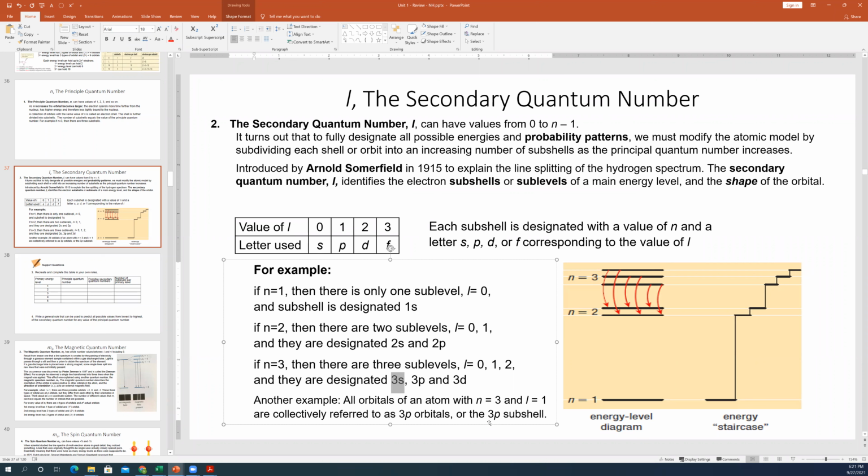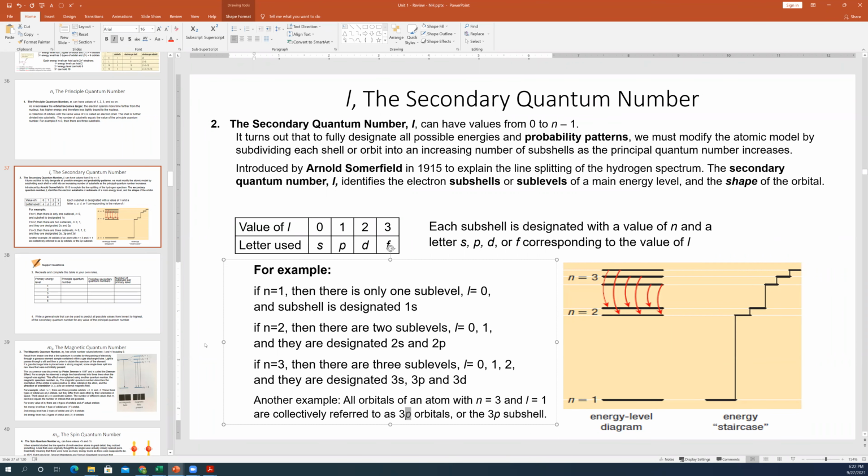To describe it with another example, all of the orbitals of an atom with n is equal to 3 and L is equal to 1 would be collectively referred to as 3p orbitals, right? L is equal to 1, that's the p, and n is equal to 3. So 3p orbitals, or the 3p subshell.